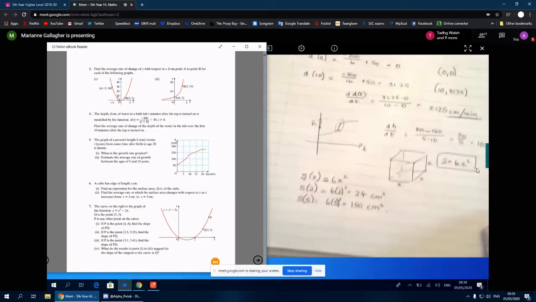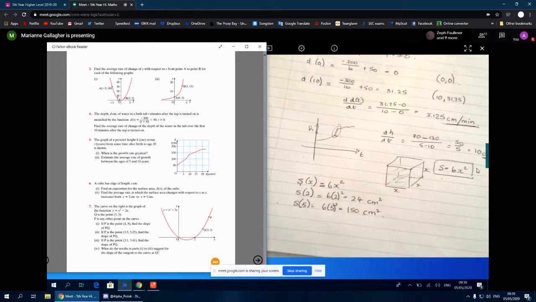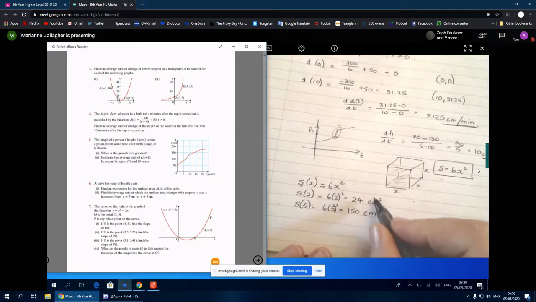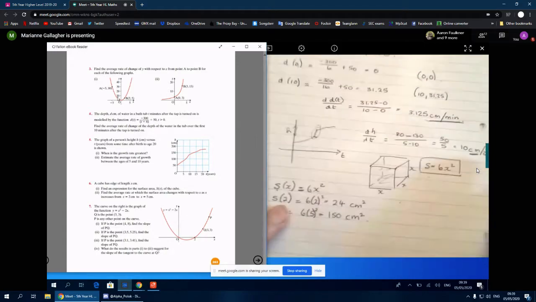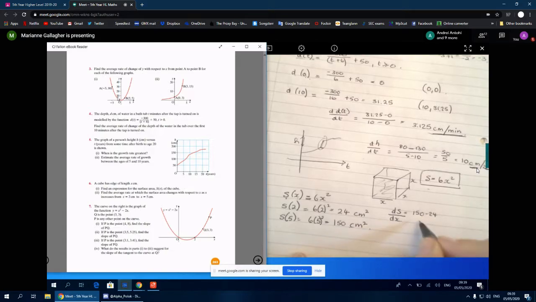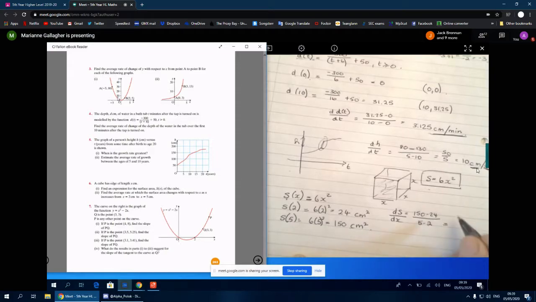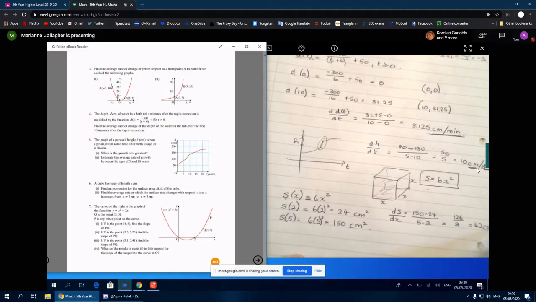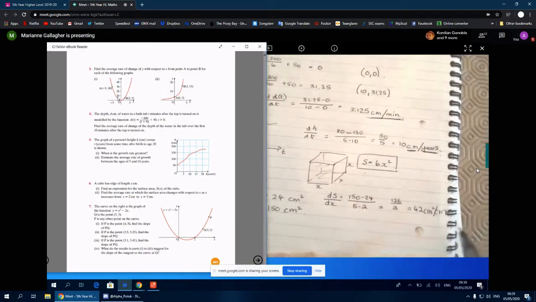Now my change in S is 150 minus 24. But I need to find how quickly did that happen. So while that was going on, dS is 150 minus 24 over the difference in x, which is 5 minus 2. That is 126 over 3, which is 42. And that is centimeters squared per centimeter. So for every centimeter that the x goes up, on average, the surface area goes up by 42.